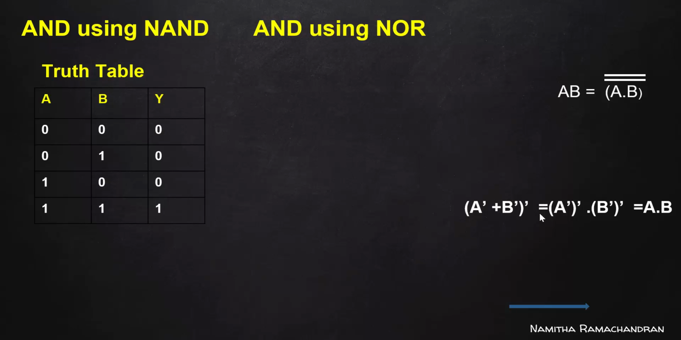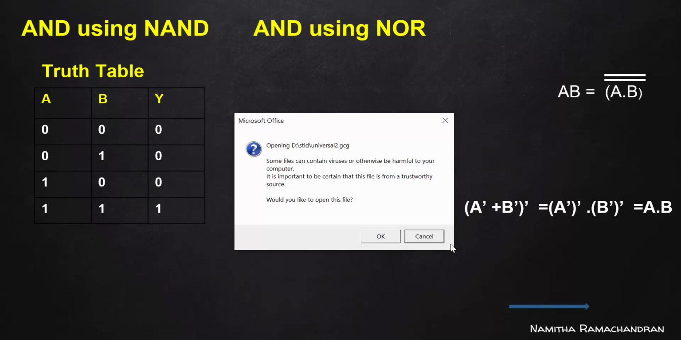Right. While applying De Morgan's law, what happens? This term becomes A complement all complement, this OR becomes AND, and this one becomes B complement all complement. That is A and B. Now we can consider the simulation.